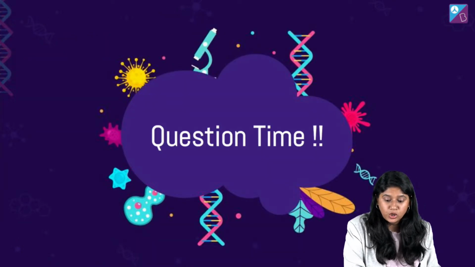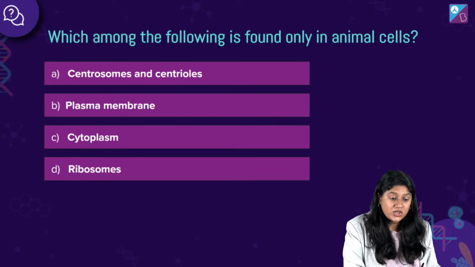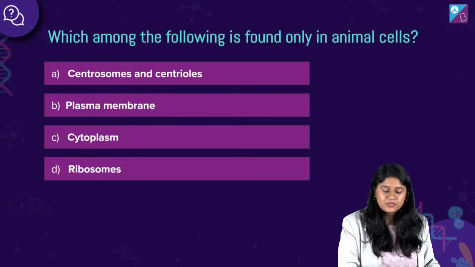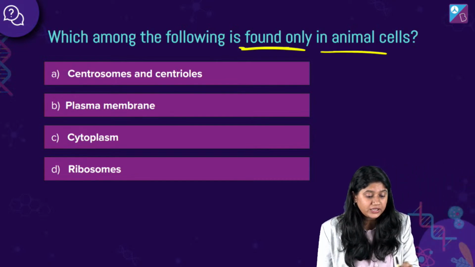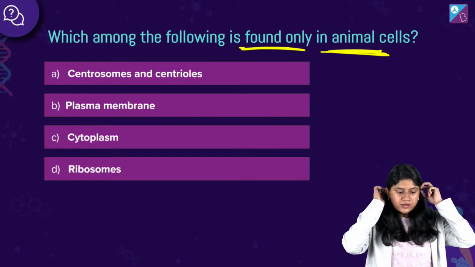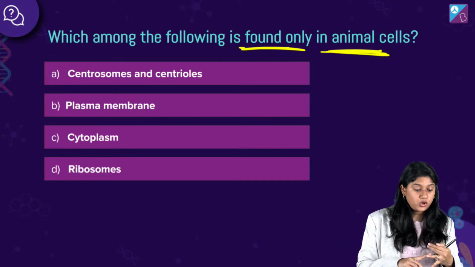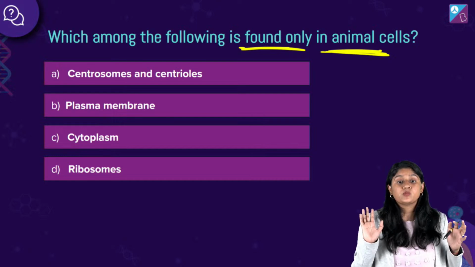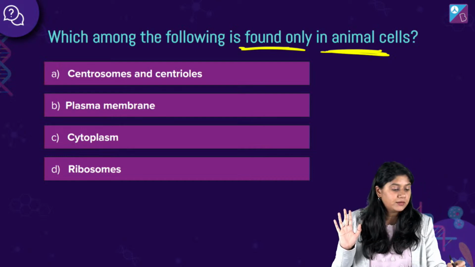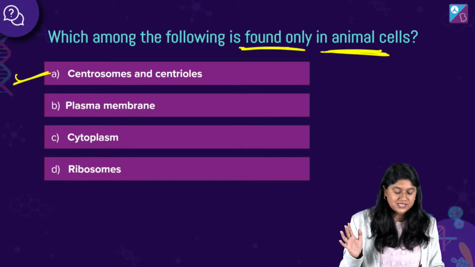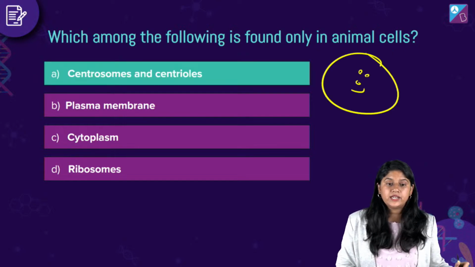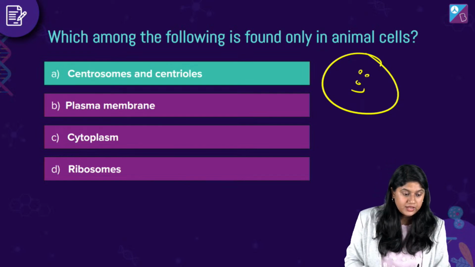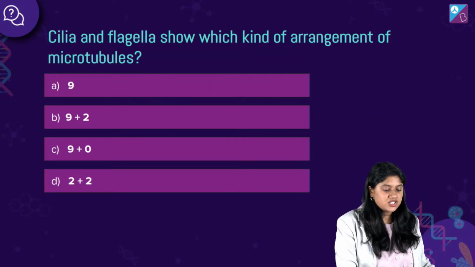चलिए. One more question time everyone here. Which among the following is found only in the animal cell? Just write the option in the chat box everyone. Which among the following is only found in the animal cell? सेंट्रोसोम, सेंट्रियोल, प्लाज्मा मेम्ब्रेन, साइटोप्लाज्म, राइबोसोम्स। क्या इनमें से सिर्फ एनिमल सेल में मिलता है हमको? सेंट्रोसोम एंड सेंट्रियोल। Very good, option number A is the correct answer.